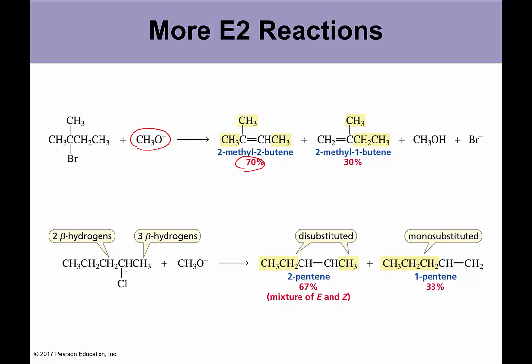When you do 2-chloropentane, there are 3 beta hydrogens here and 2 beta hydrogens here, and when you do the elimination you get approximately 70%, 67% of the more substituted product and 33% of the less substituted product. So in general there's going to be a mixture of products, but the majority of the product, the major product, will be the more substituted alkene. That this happens is generally known as Zaitsev's rule. Zaitsev.